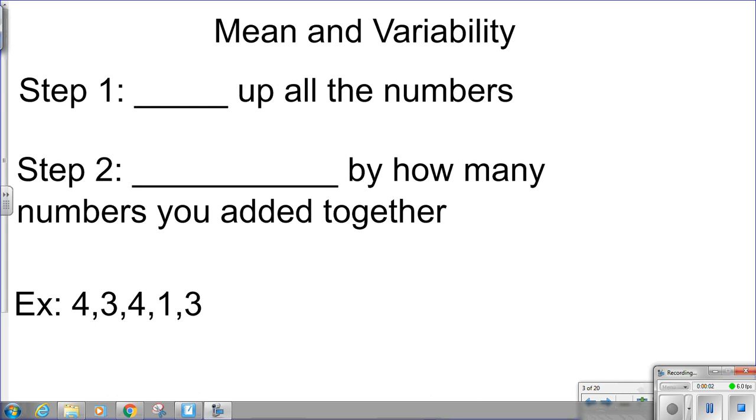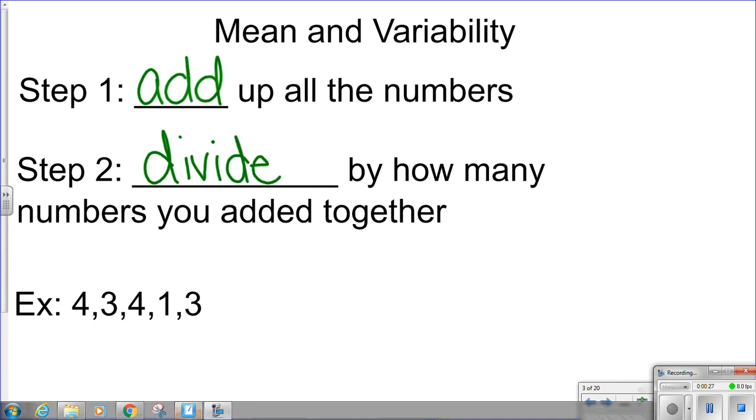Okay, so today we're going to learn about mean and variability. Mean is a concept that you learned in 5th grade. So step 1, to find mean, you will add up all the numbers. Step 2, you will divide by how many numbers you added together. So it is a 2-step process to find mean.